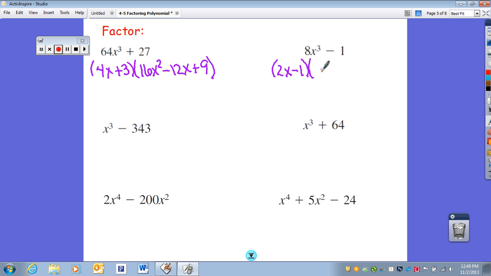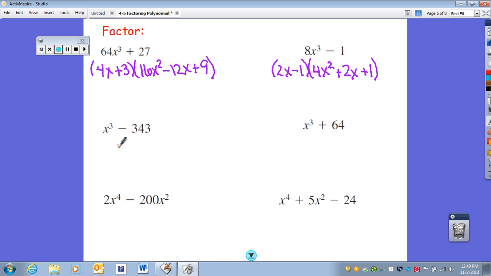Then, to find the others, what we're going to do is square the first term. So 2x times 2x is 4x squared, plus the product of the a and b, which would be 2x, and then we have plus the square of the last one being positive. Negative 1 times negative 1 is 1.